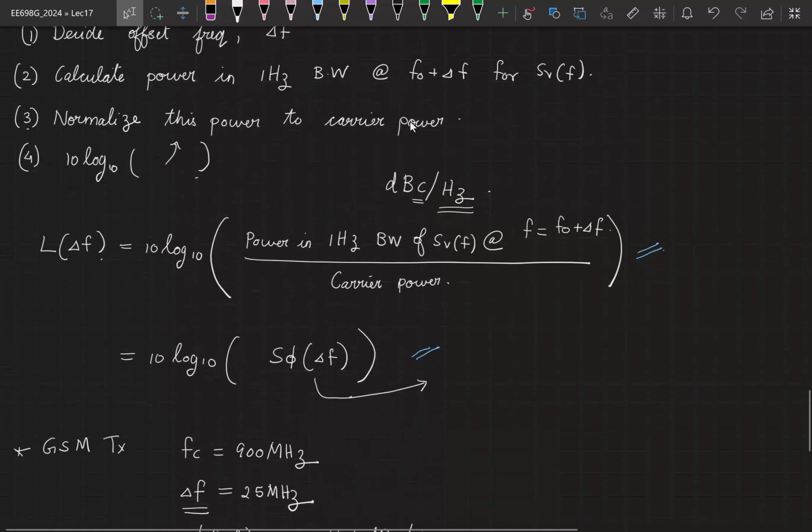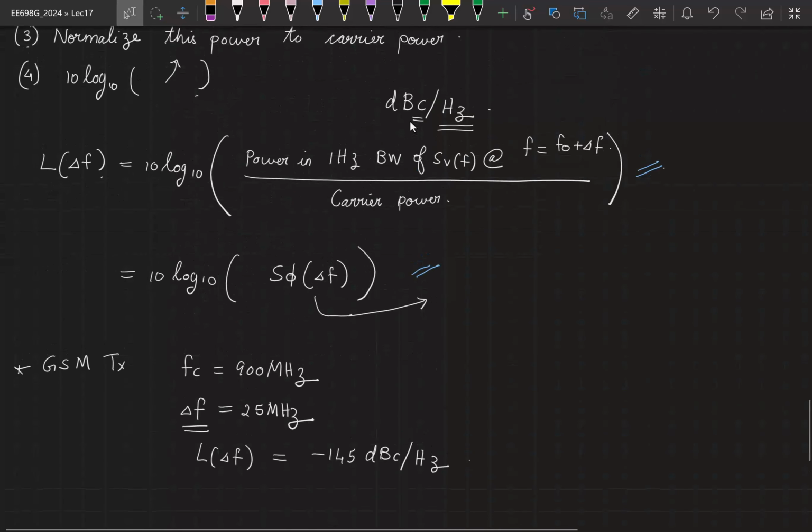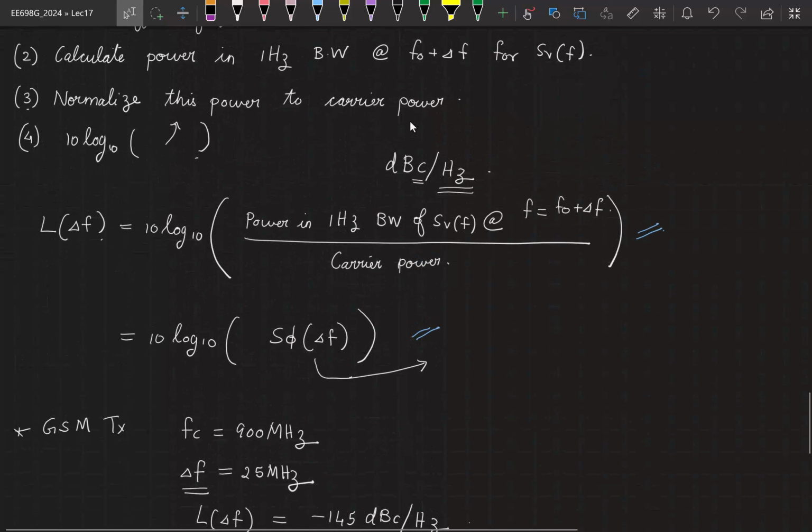Should there be integration of S phi of f from delta F to delta F plus 1? Where? The second line of L of delta F. Okay, I understand what you are saying. So the PSD itself is power in 1 hertz bandwidth. So small power and small bandwidth, something like that. No, I didn't follow this. PSD at a particular point should be a small power around that frequency.